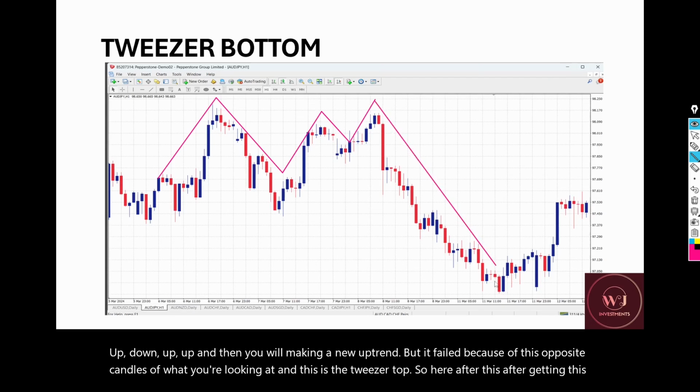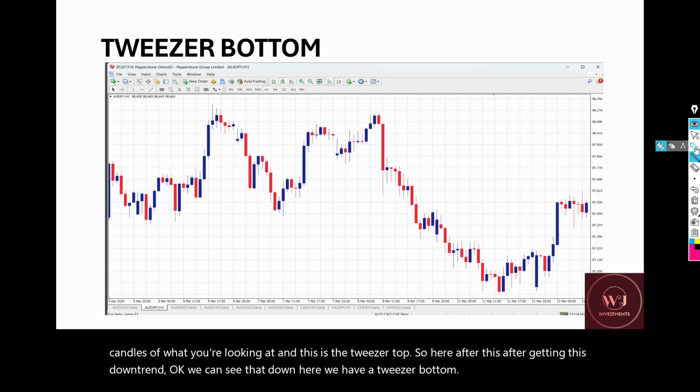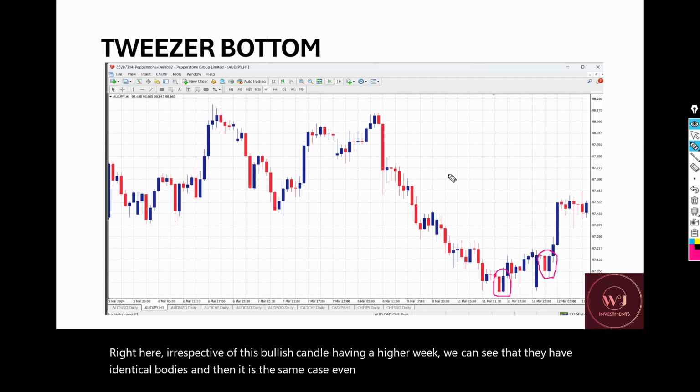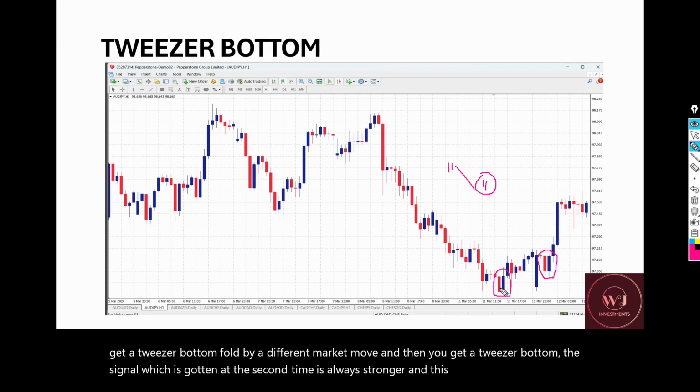okay, we can see that down here we have a tweezer bottom right here. Irrespective of this bullish candle having a higher wick, we can see that they have identical bodies. And then it is the same case even right here. So when you get a tweezer bottom followed by a different market move, and then you get a tweezer bottom, the signal which is gotten the second time is already stronger. And this one here is already stronger than this one.